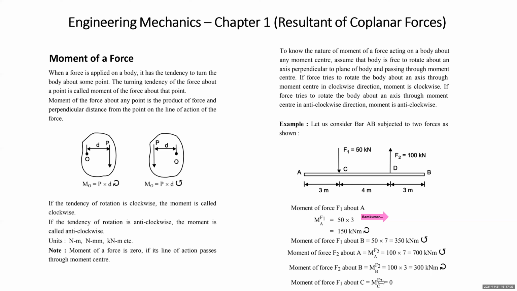But while writing it in the short form, by mistake, it has come F2. It is F1 actually here. Can you see that? It is F1 only. Moment of F1 about C is 0. Why is the moment of F1 about C 0?